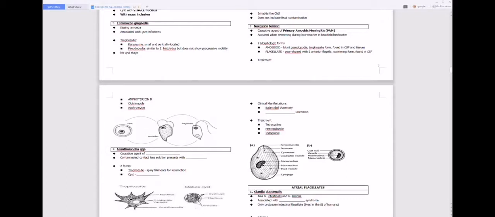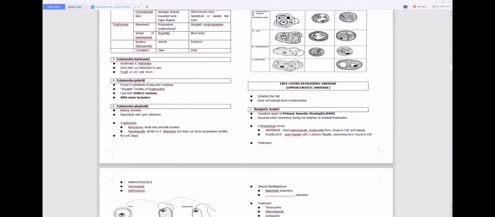So you can see, di ba, ito na yung forms niya sa baba. So there is the cystic form, the amoeboid form with pseudopodia, and the flagellate form, which is the swimming form. It has two anterior flagella, as you can see. So the amoeboid form is found in CSF and tissues, and the flagellate form is found in CSF. Okay, understand?